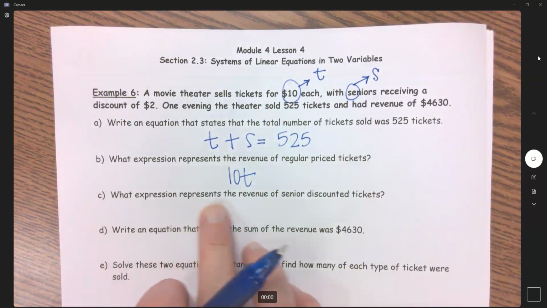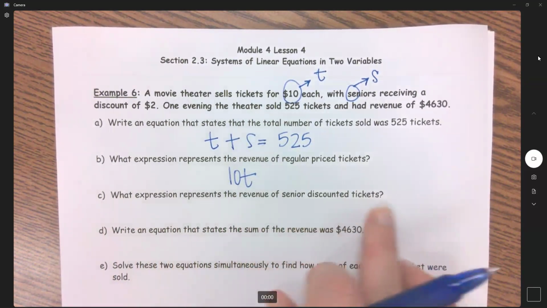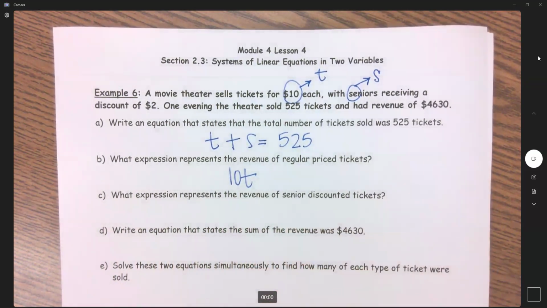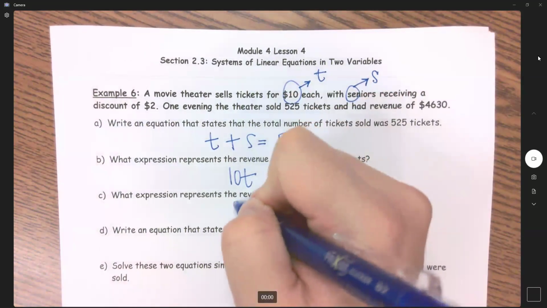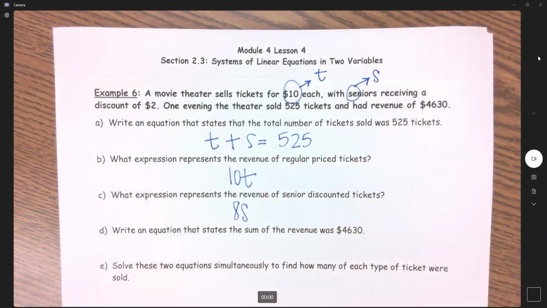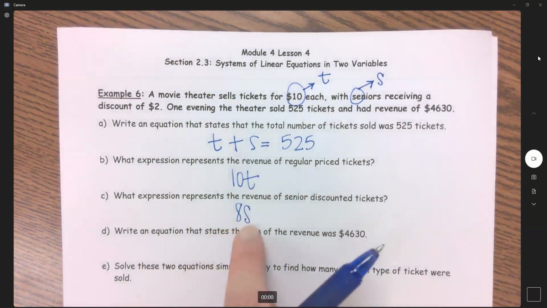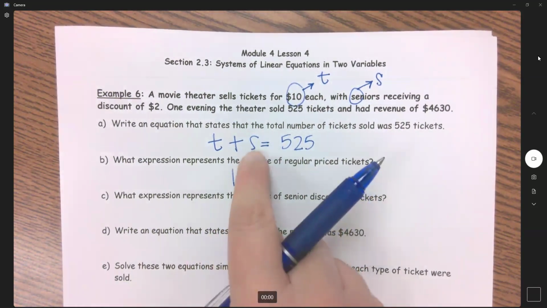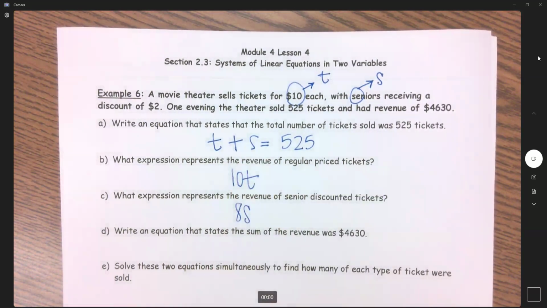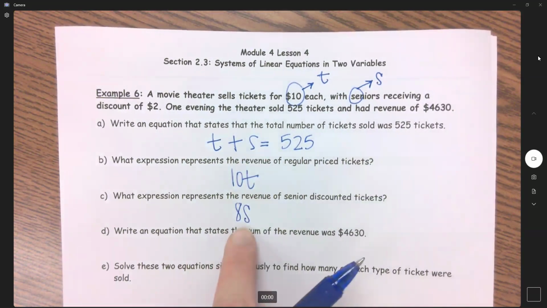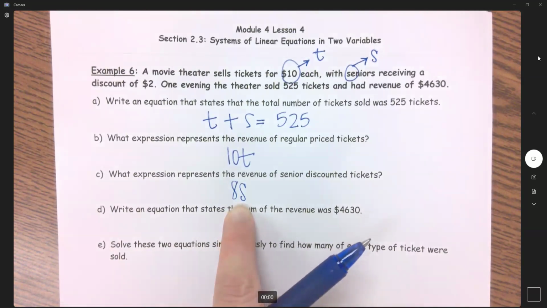Likewise, what's the expression that represents the revenue of senior discounted tickets? Well, how much do my senior discounted tickets cost? Okay, it's not $2. We are receiving a discount of $2. So that means that those are $8. So we're going to do 8 times the number, however many this number is here, to say how much revenue I'm bringing in from these senior discounted tickets.